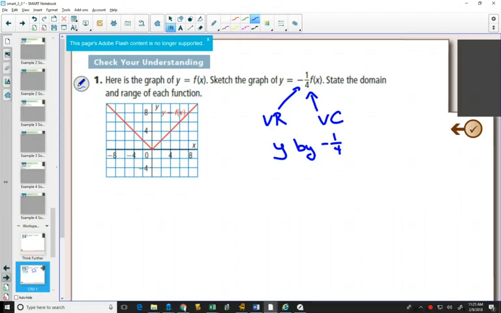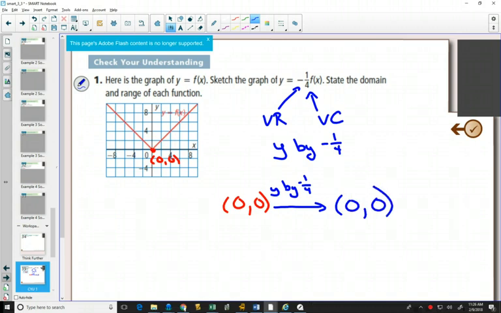To see what that does, we're going to take some key points from our original graph. Well, first of all, the most important point on this graph looks like this one, this (0, 0), because that's where it changes direction. So I'm going to look at what happens to (0, 0), and I'll write above this arrow what I'm doing when I multiply my y coordinate by -1/4. Well, again, this is pretty easy mental math. 0 times -1/4 is still 0. So we're going to get the point (0, 0) also on our image graph.